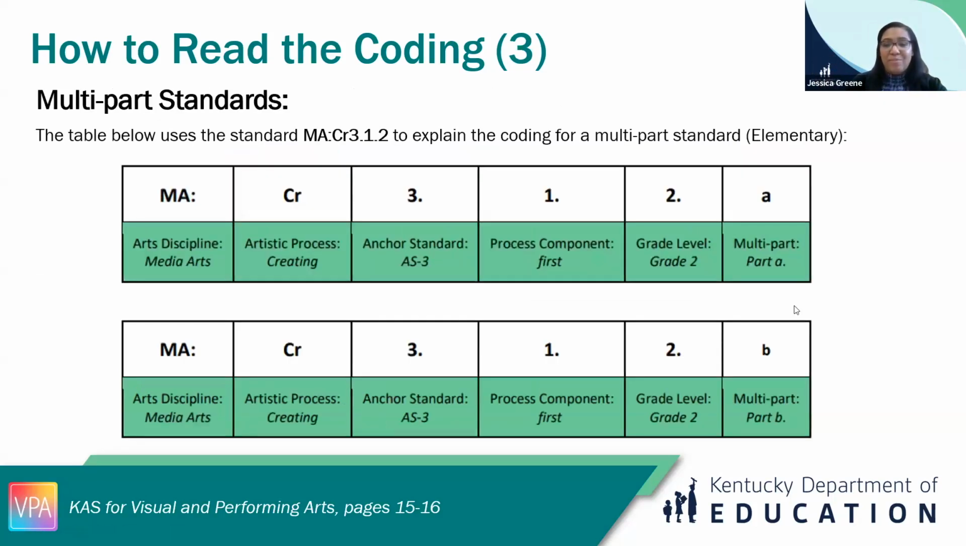It gets a little bit more complex when we get into some of these other areas. You can see this one is a multi-part standard. So after the grade level at the end, you will see an A or a B, depending on how many parts. You may see a C as well. So this is a media arts standard in the creating process, anchor standard 3. There's one process component for grade 2, and it's the first part of that standard. So that little A or B indicates a multi-part standard.